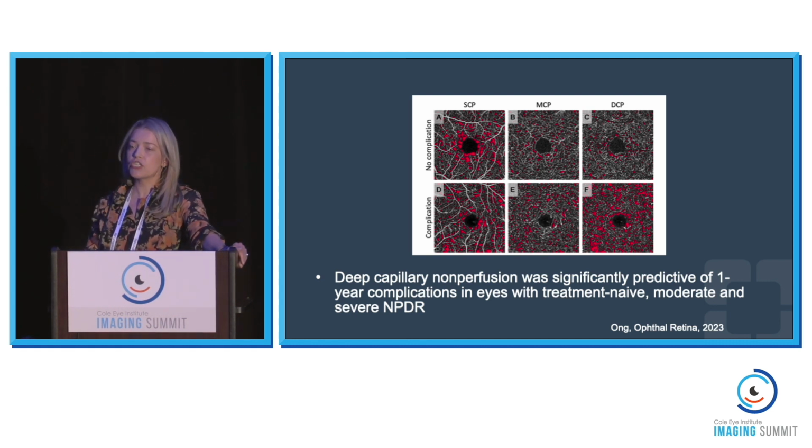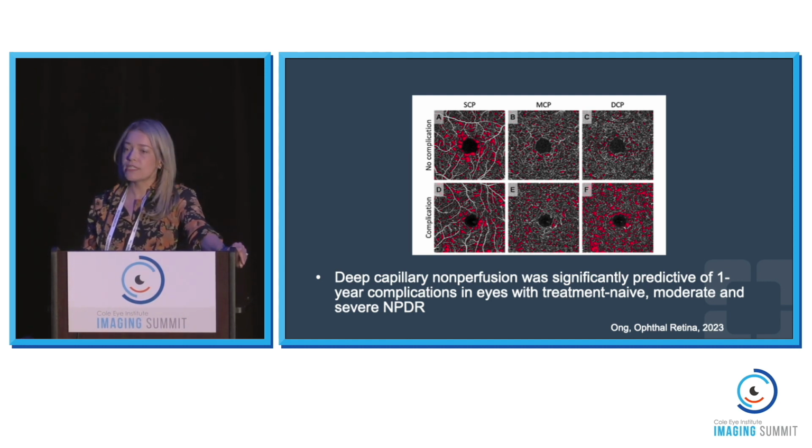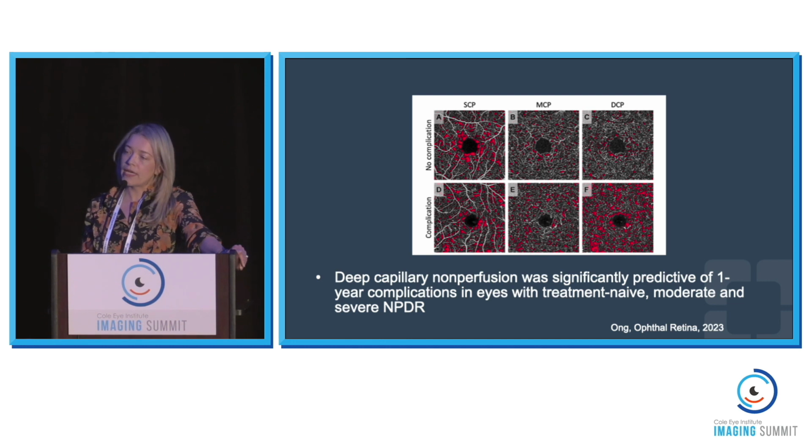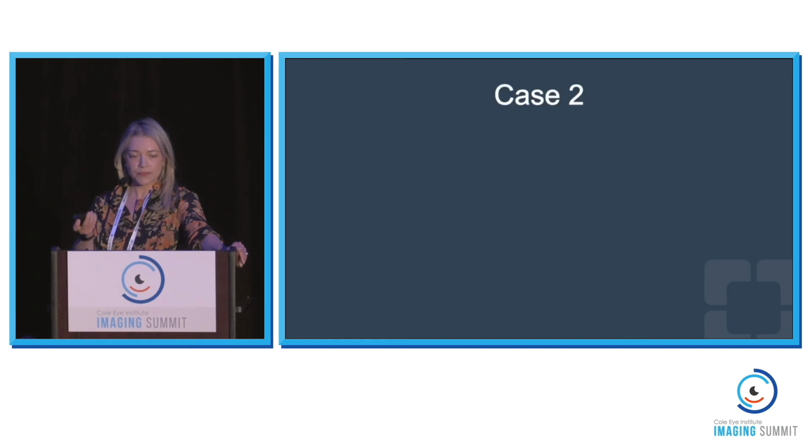We talk about different treatments for our patients with diabetic retinopathy, and sometimes it's important to predict who are the patients that are at risk of progression. And this is one study looking at patients who were treatment naive, with moderate or severe NPDR, and looking at the deep capillary non-perfusion, it showed that those who had more significant deep capillary non-perfusion were at higher risk of progression at 1 year, looking at development of diabetic macular edema, need for PRP, and need for anti-VEGF treatments.